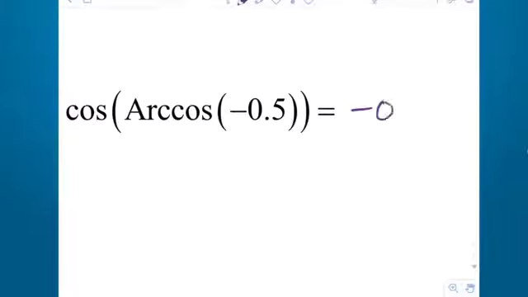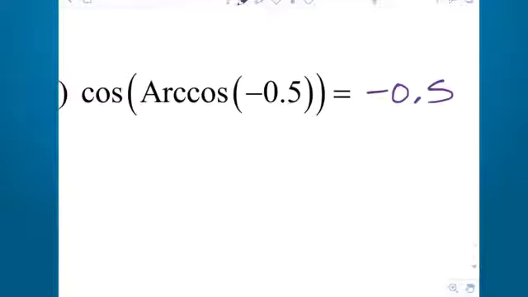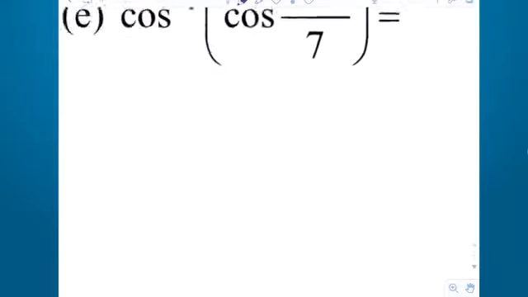Remember, if you take an inverse cosine, you're not going to end up with a negative angle. That's only for arc sine, and as you'll see later, arc tangent. Arc cosine, if it's a negative number, you're going to get a positive angle in quadrant 2. So it would be 2 pi thirds. So what's cosine of 2 pi thirds? Negative 1/2. So you could work this one from the inside out, but the goal is to not.